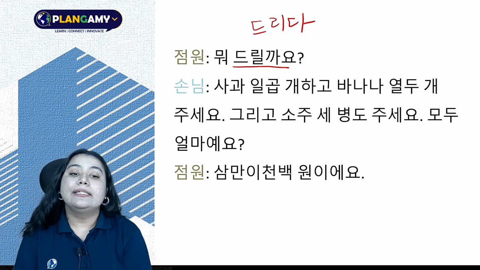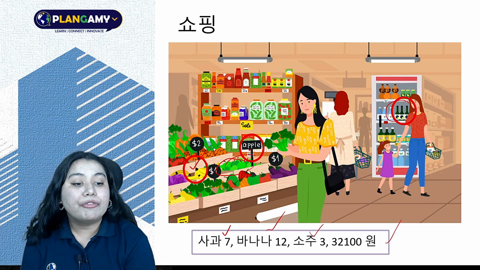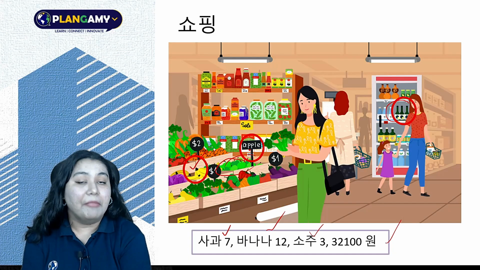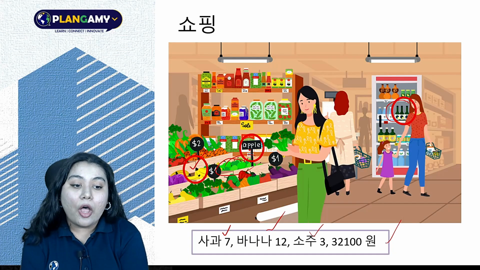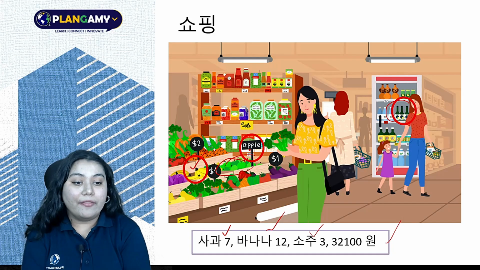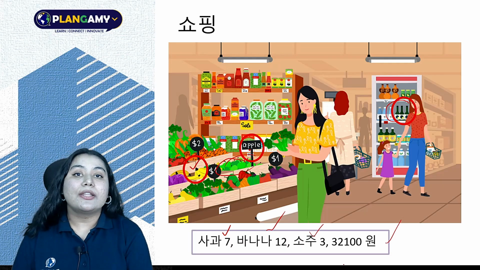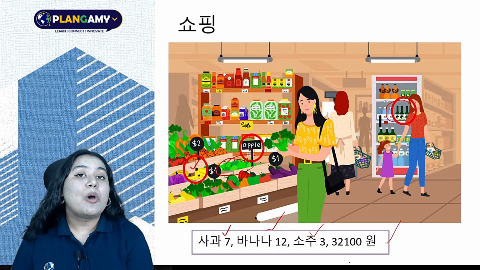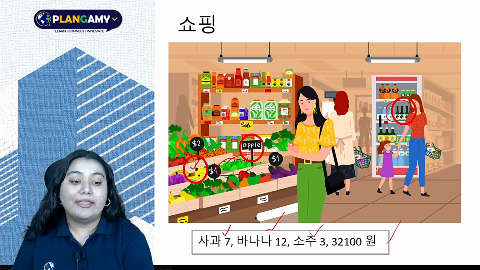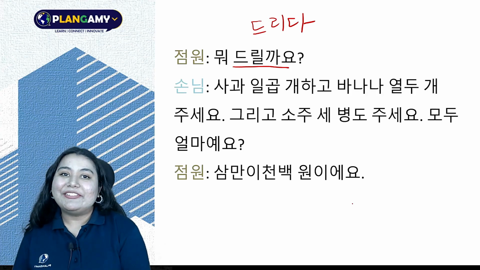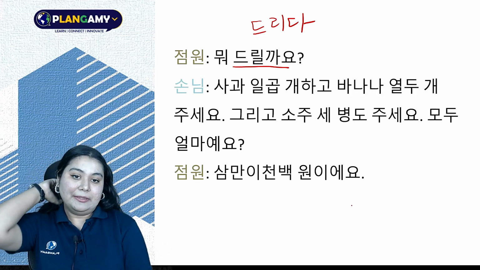I can say 32,000. So 32,100원. 3만, 30,000, 2,000, plus 100, 100원이에요. 32,100원이에요. Right? That's the total.